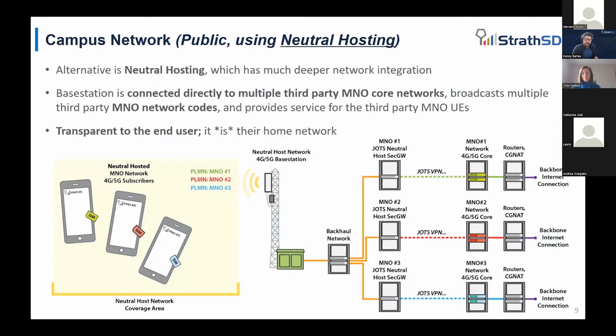The alternative method for enabling public access on this campus network is to use neutral hosting. So here, we basically have the base station connected to multiple third-party core networks, and it broadcasts each of those core network PLMNs. So it's broadcasting the Vodafone network, and it's broadcasting the EE network, etc. And it's completely transparent to the end user. It is their home network that's on the ground. And the big architectural difference with this is that the campus network doesn't even need its own core. It doesn't need its own SIMs in this situation, because it's not running its own network essentially. It's just hosting the other operators over the top.